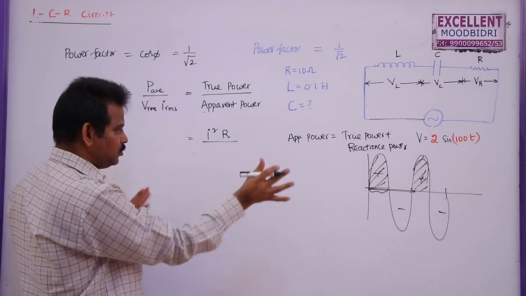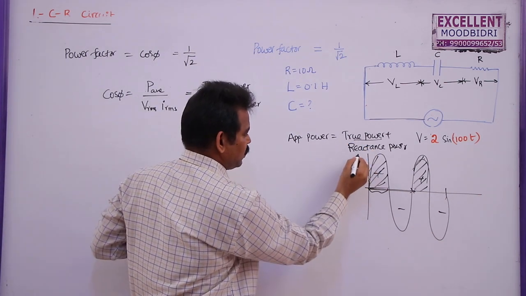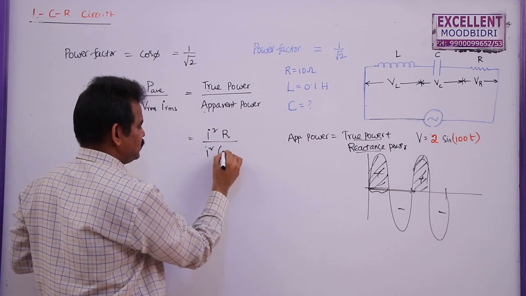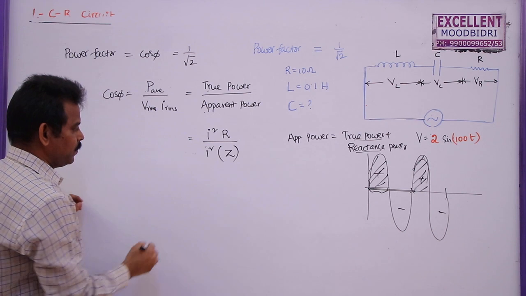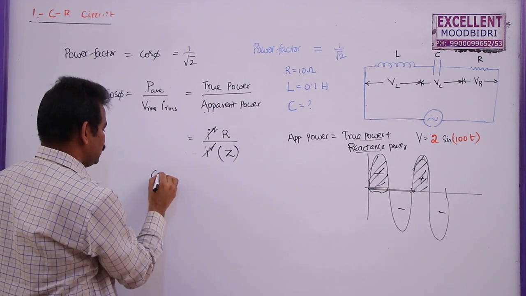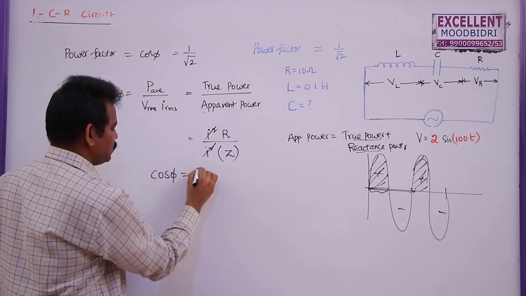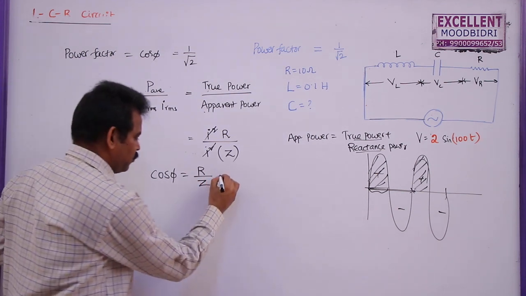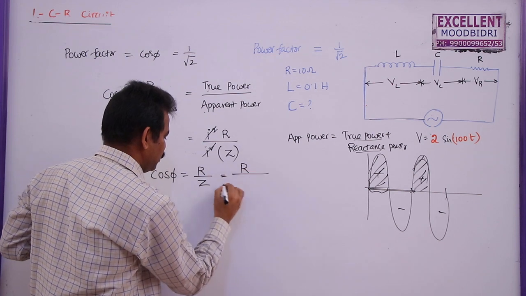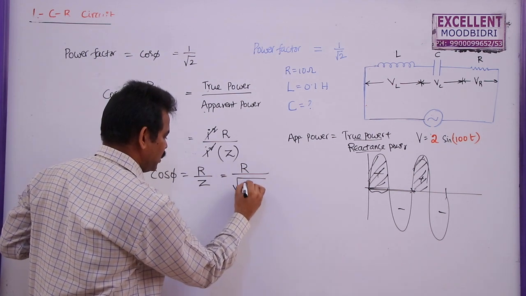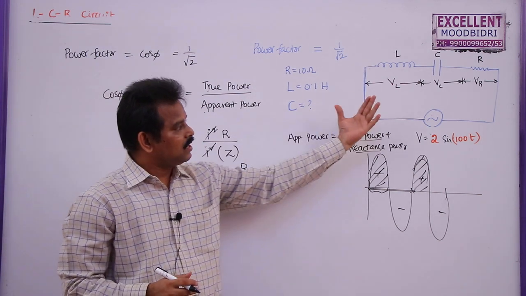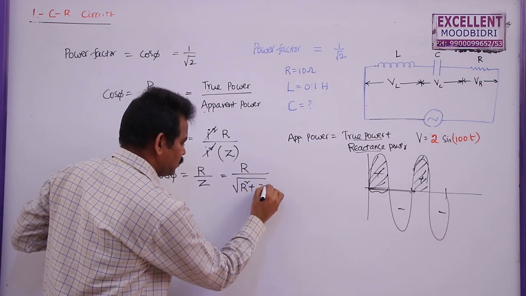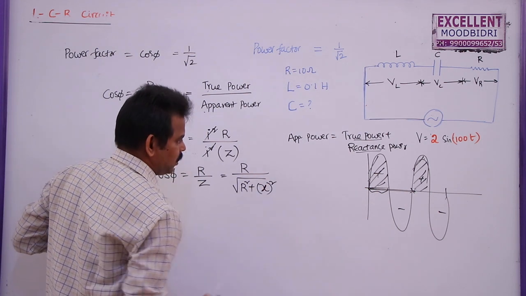So I am going to add these two. This is I square R, this is I square X. So I can write I square into R plus X, or directly I can write this as Z here. Now if you cancel these two, the power factor of any LCR circuit is given by the resistance of the circuit by Z value. So I am going to write this as R by root over R square plus, it may be XL minus XC or XC minus XL. So instead of that I am going to write the total reactance as X here.